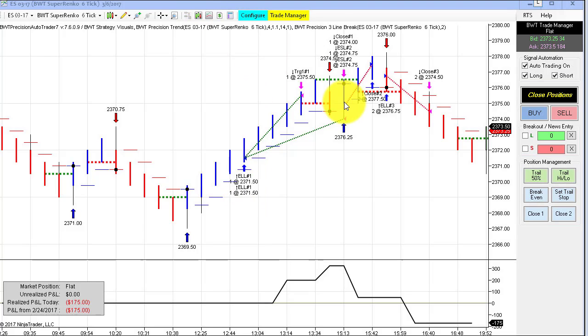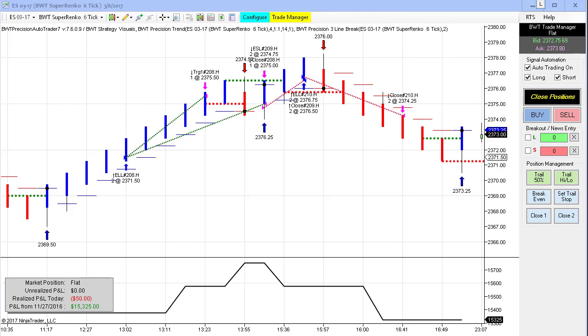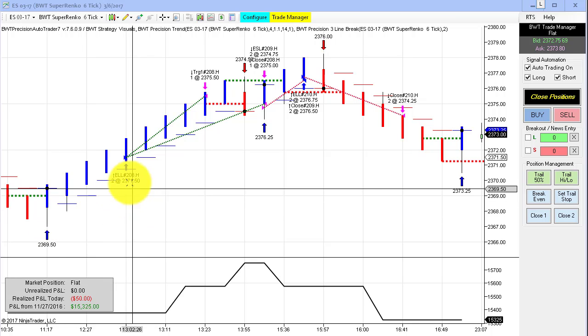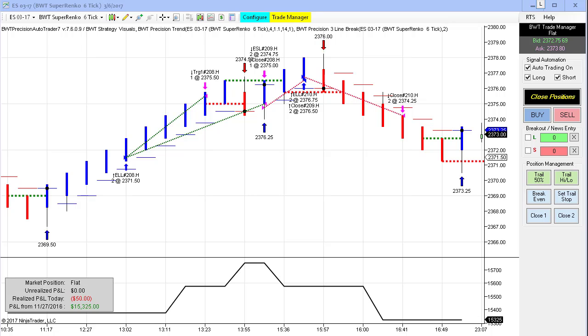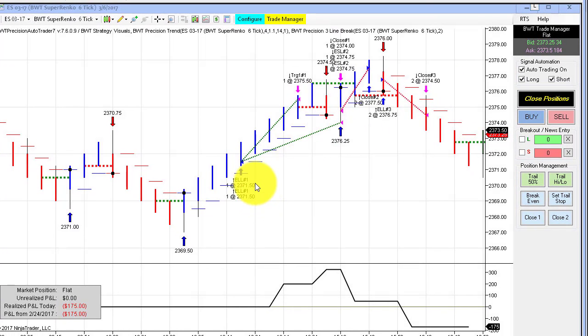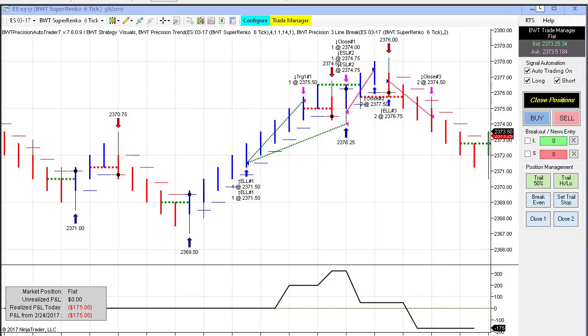So in contrast to looking back, our entry was the same. Since that was a limit order, that's exactly the same, 2371.50. And that's one of the benefits of using limit orders in backtesting. We get some degree of accuracy on the results. However, our exits are slightly different. The first target should be the same, but this is where we get some difference on our exits.